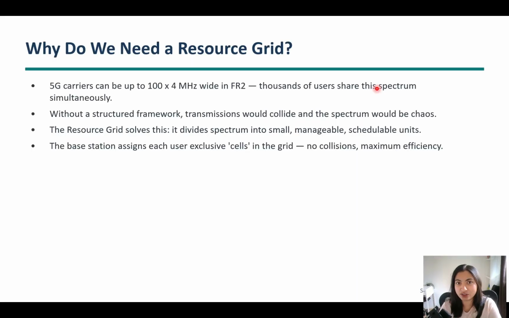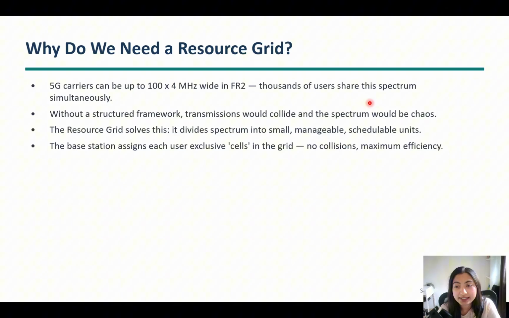Why do we need a resource grid? Imagine you are running a busy motorway system. You have multiple lanes, traffic lights, and different types of vehicles all sharing the same road. In 5G, we face an identical challenge. How do we organize the radio waves so that thousands of users can share the same spectrum without crashing into each other? The answer is the resource grid.